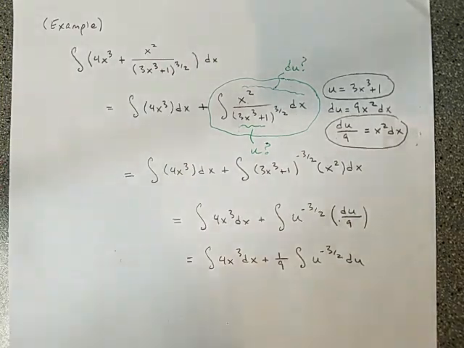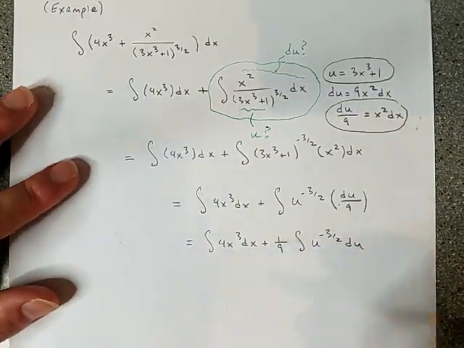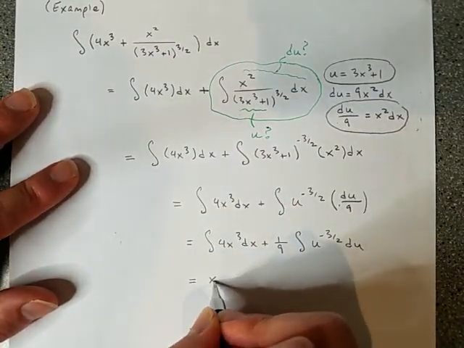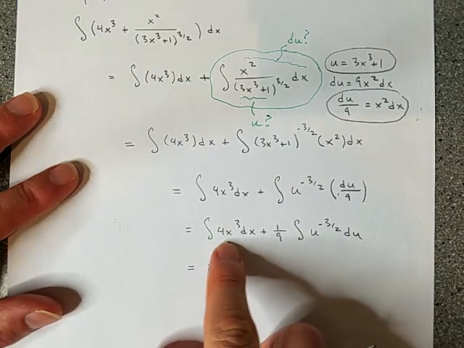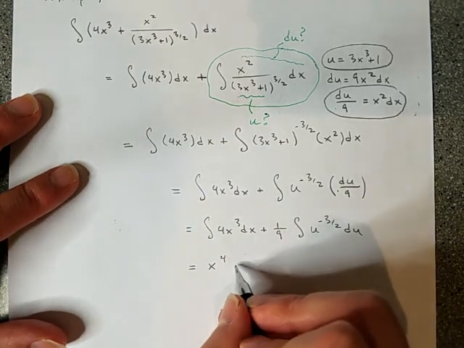Okay, so now I got this the way I need it. That one is x to the 4th power. Is it true the derivative of x to the 4th power is 4x to the 3rd? Yes. Okay, so that's done.